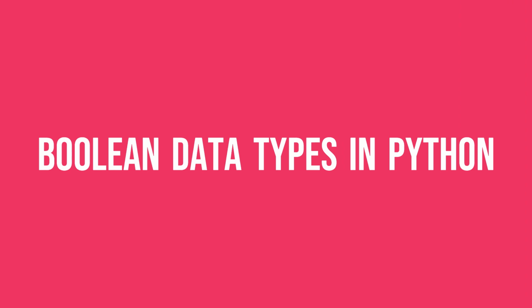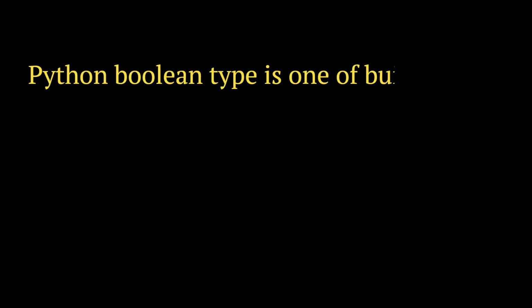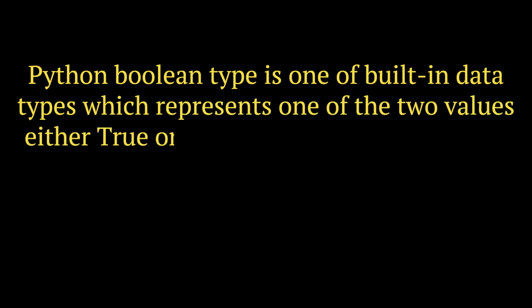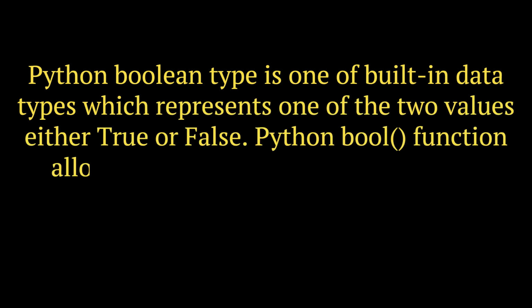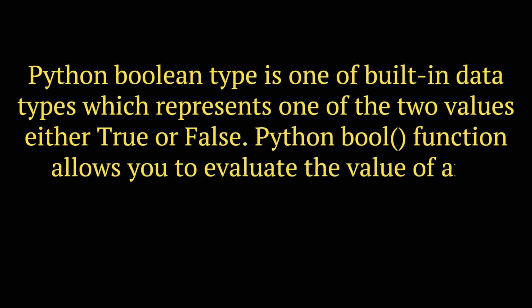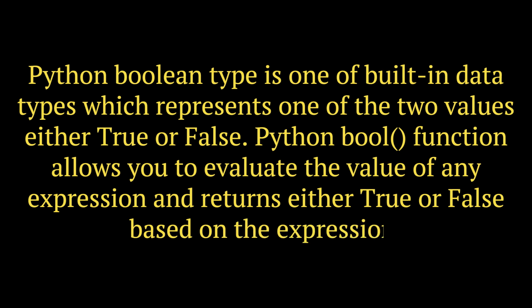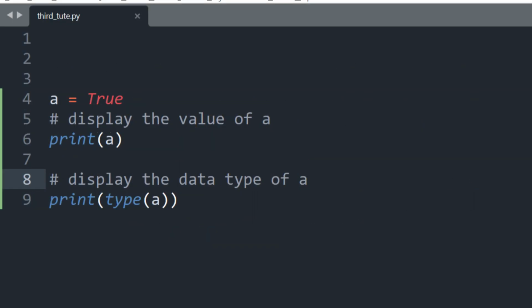Boolean data types in Python. Python Boolean type is one of built-in data types which represents one of the two values, either true or false. Python bool function allows you to evaluate the value of any expression and returns either true or false based on the expression. Here is the example of Boolean data types in Python.